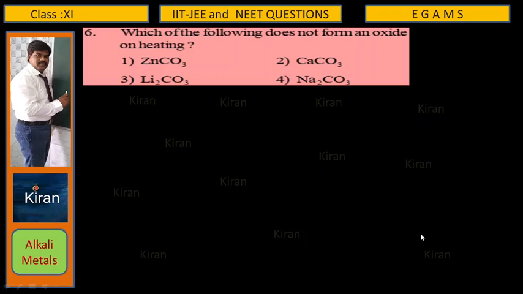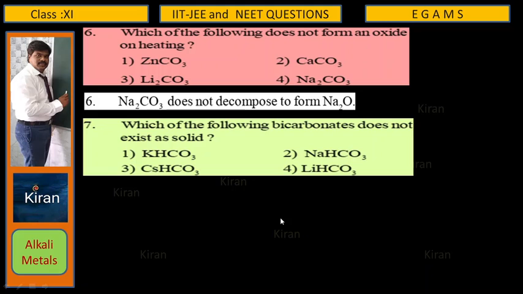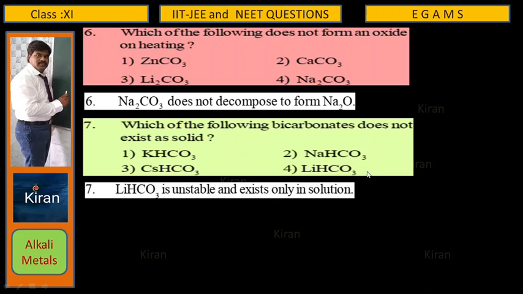Which of the following does not form an oxide on heating? On heating, only one cannot form oxide, that is sodium carbonate. Which of the following bicarbonates does not exist as a solid? Now we have learnt that the less stable ones do not form. So for the seventh one, the right option is the fourth option.